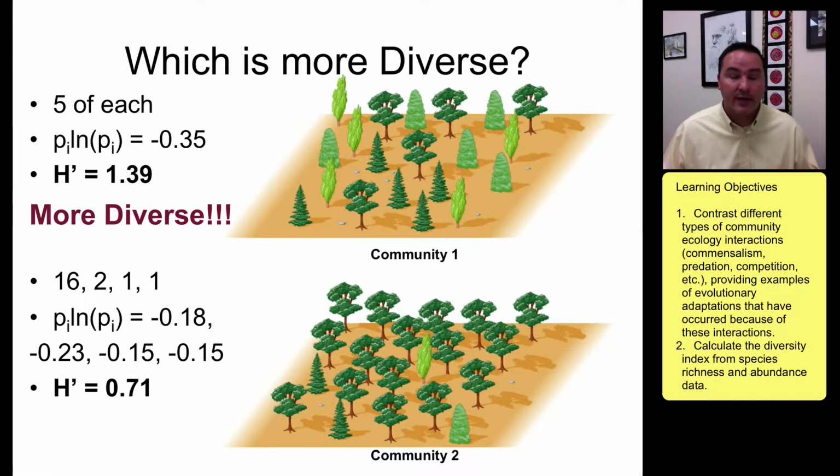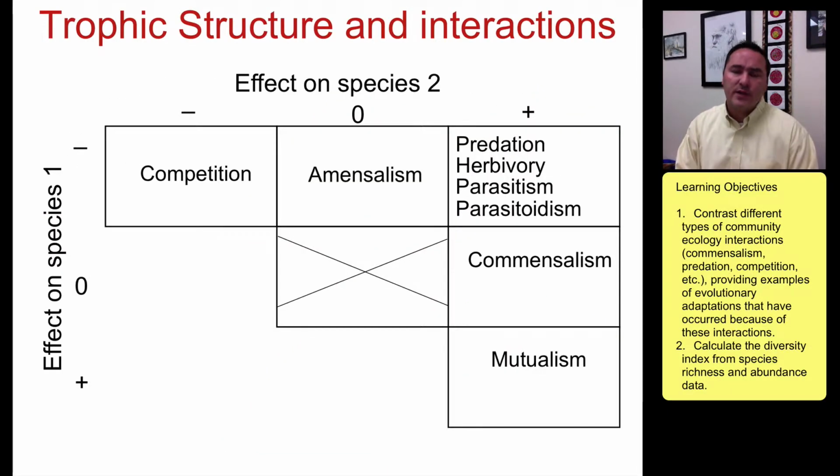And that's how you calculate a diversity index like the Shannon-Weiner diversity index. And there are others as well. So also at the community ecology level is where we look at how organisms interact with each other. And it turns out this is kind of a nice summary of the way organisms can interact with each other.